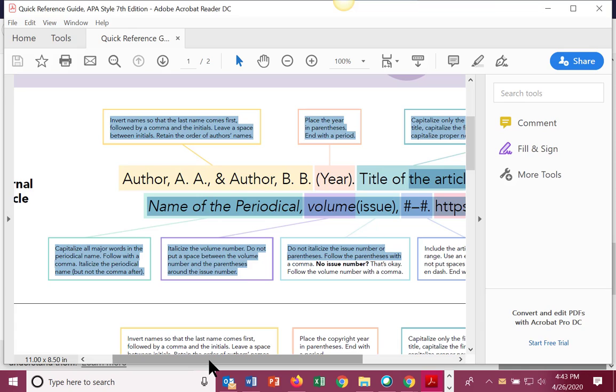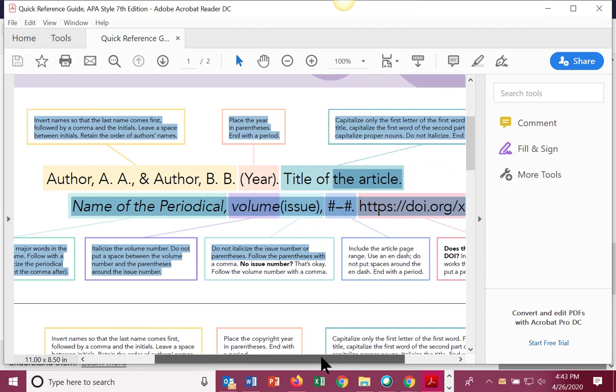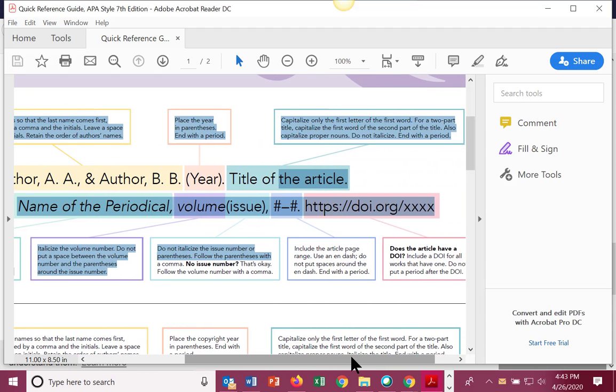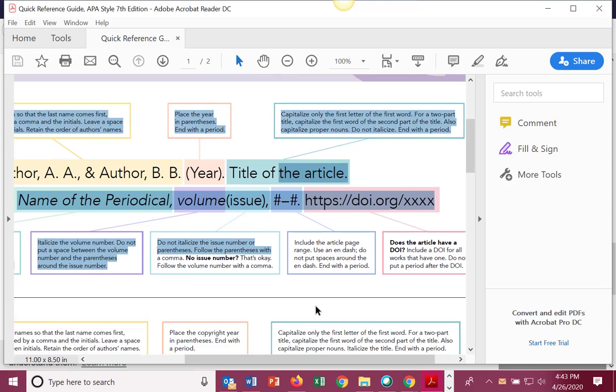But it is not italicized, comma. And then comes the page numbers. Use the en dash, and again, end with a period. You just put the pages. That's it. And then if it has a DOI, place that. And that is how you do a journal article. Now let's scroll down.